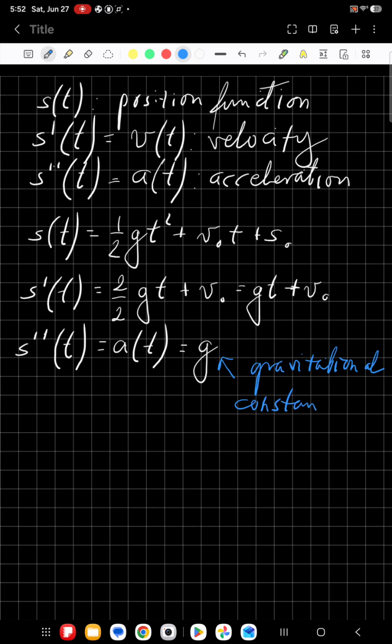The value I remember is the international value. That's 9.81 meters per second squared.